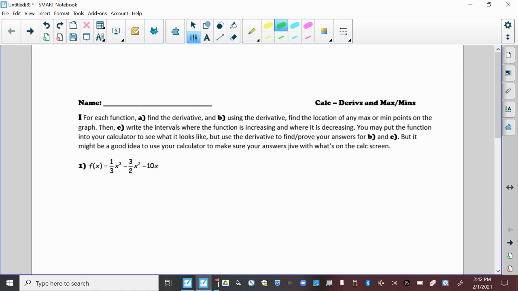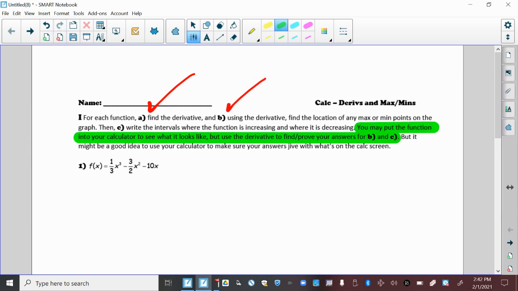You need to find the derivative. Most of you found the derivative, no problem. Use the derivative to find the max or min, that's fine. Where there was some issue was on C.